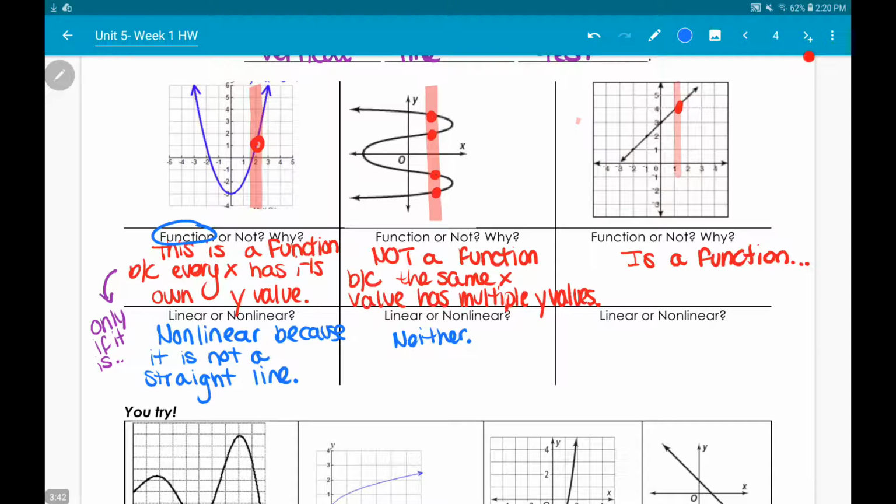And lastly, example 3, is it a function? We said yes, it was a function. Is it linear or nonlinear? It is linear because it is a straight line.